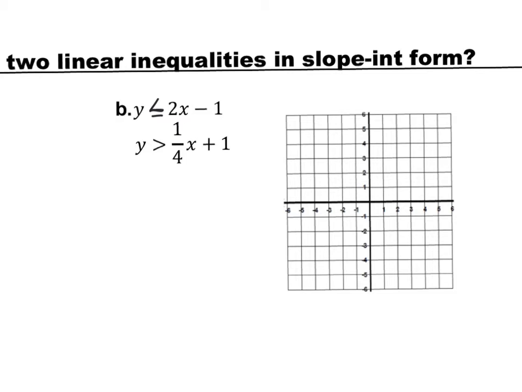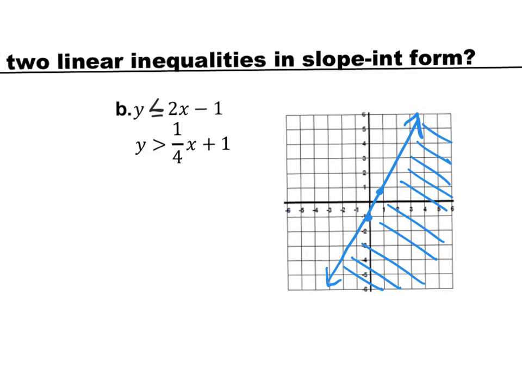All right, so this one, we're going to start at the -1. And then I go up 2 over 1. And it's less than or equal to, so I know that I'm going to have a solid line. And because it's less than or equal to, I'm going to be shading below that line. And again, if the shading below or above the line is confusing, you can always test a point and plug it in.